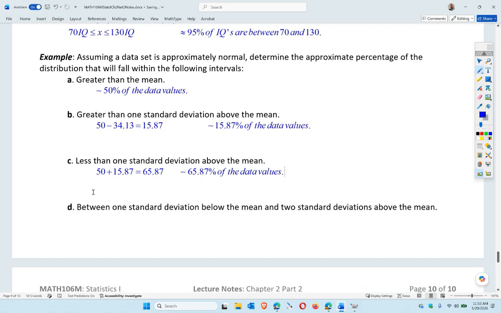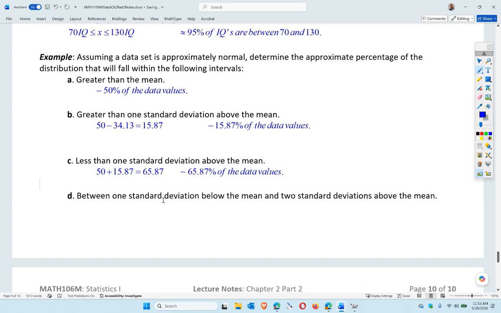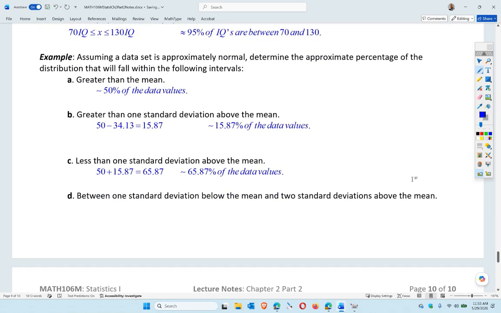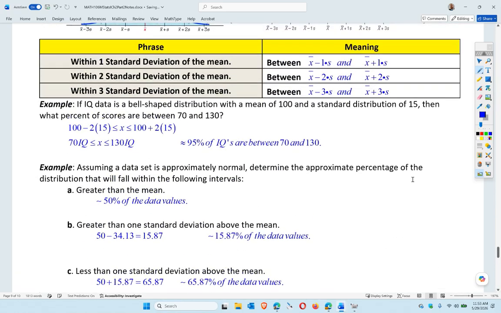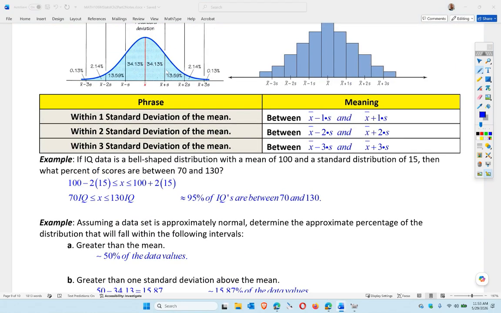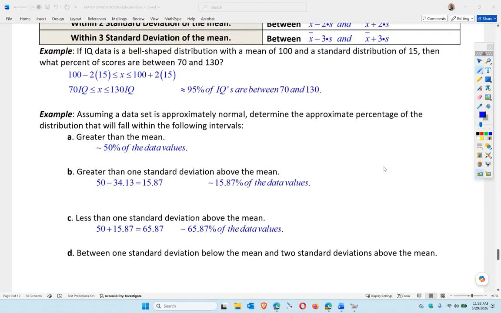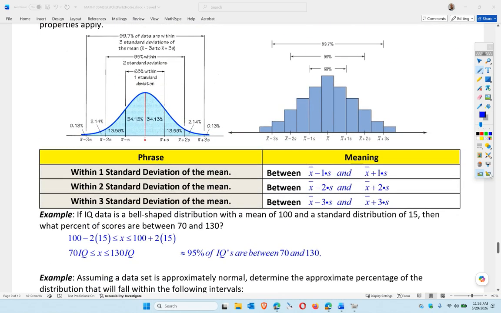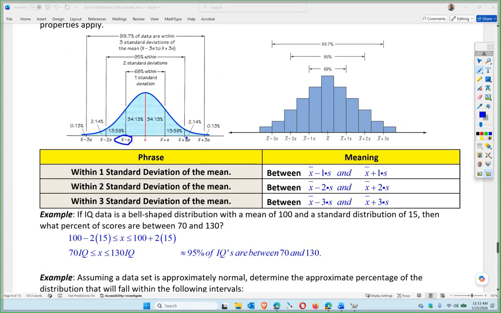Yeah, there we go. Okay, so now we want between 1 standard deviation below and then 2 standard deviations above the mean. Okay, so let me just double check that here. 1 below and 2 above. Okay, so 1 below and 2 above would be all of this, right? So this middle 68 plus another 13.59. If you want to be more accurate, you can add those, right?